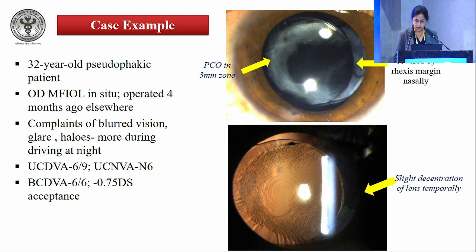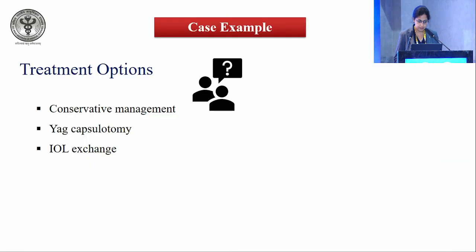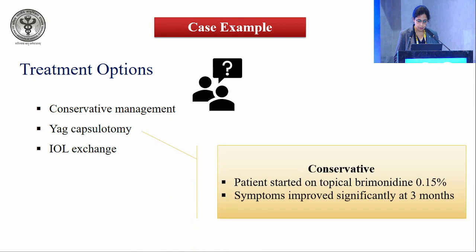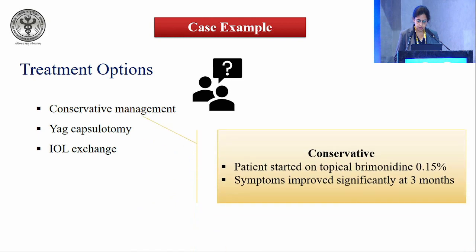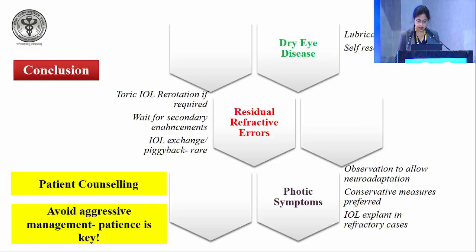So the optic was not covered by the rhexis margin nasally, and there was slight decentration of the lens temporally. So there was raised higher order aberration and deranged MTF and PSF. So these were the treatment options we have. We just started the patient on topical brimonidine and the symptoms improved significantly at 3 months. Patient counseling is of paramount importance because unrealistic patient expectation leads to a dissatisfied patient and an unhappy surgeon.